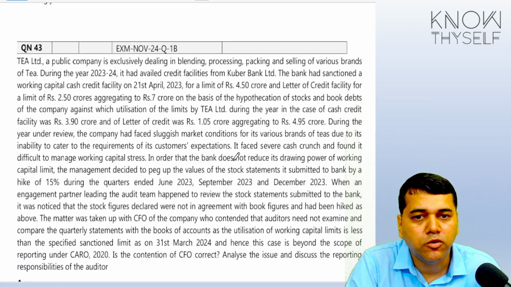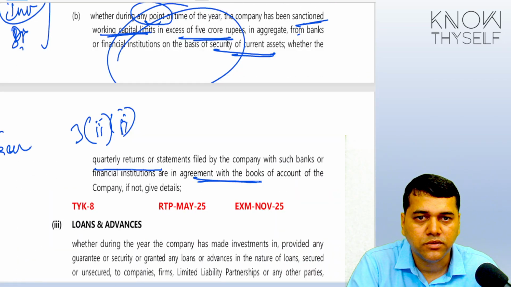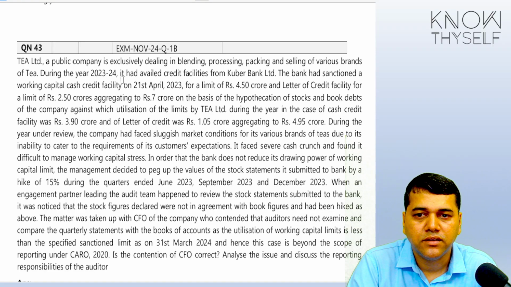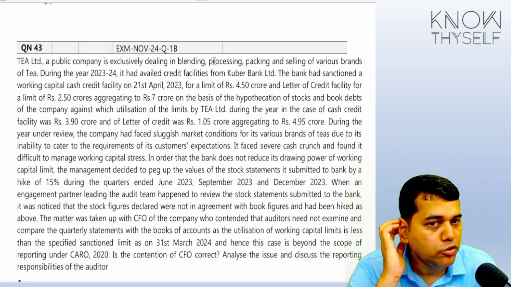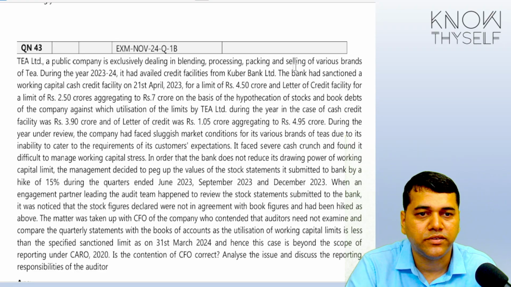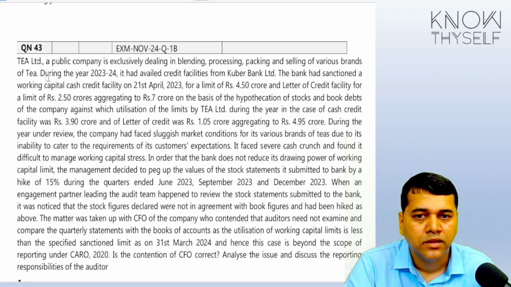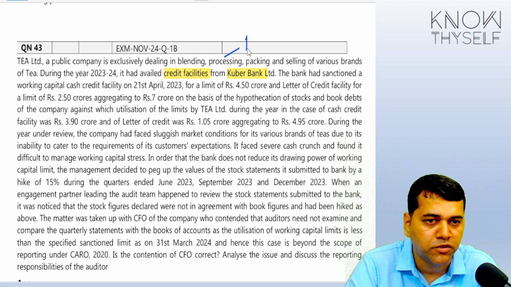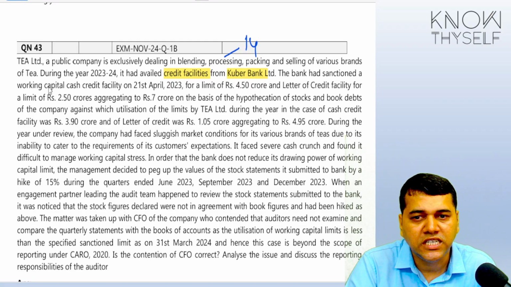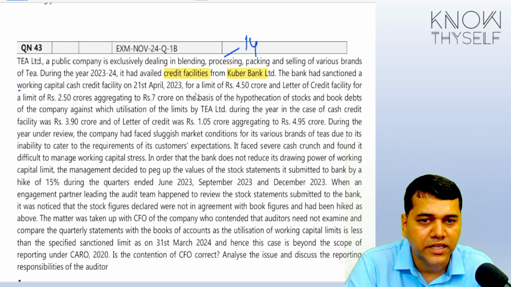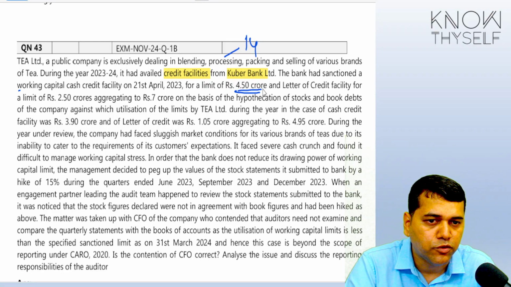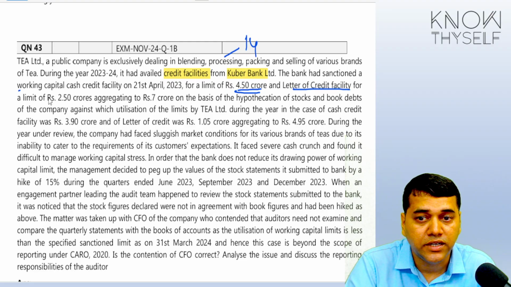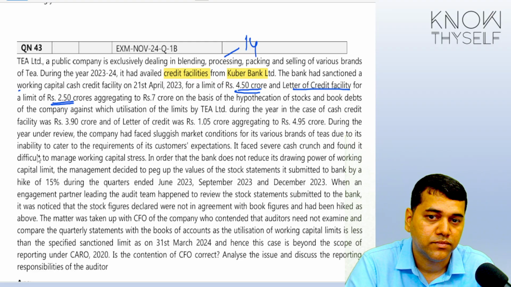Now, in exam November 24, they asked you one more question. Tea Limited is a public company exclusively dealing with blending, processing, selling brand tea. During 23-24, it availed credit facilities from Kuber Bank. Your mind will go to chapter number 14. The bank has sanctioned a working capital credit facility to the limit of 4.5 crore and a letter of credit facility to the extent of 2.5 crores, aggregating to total 7 crores.